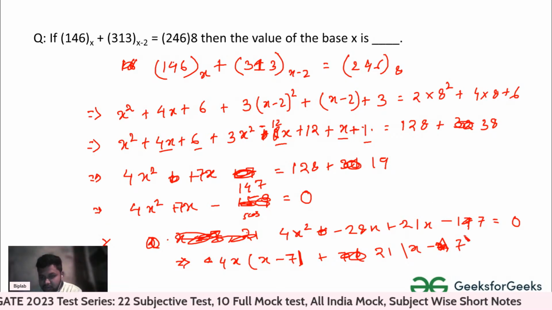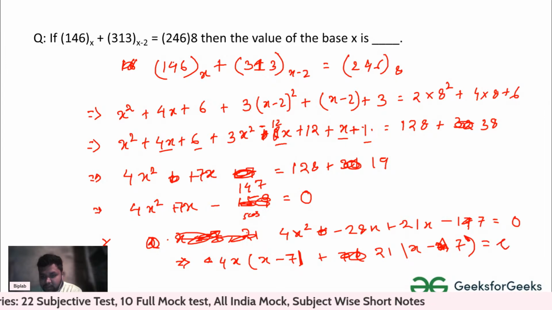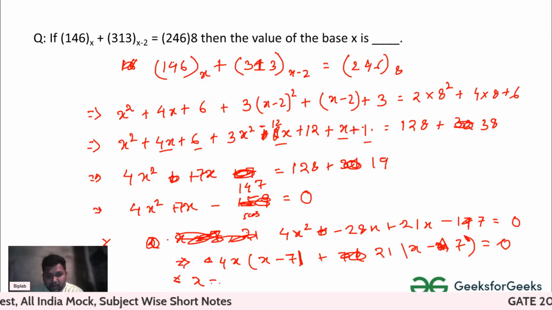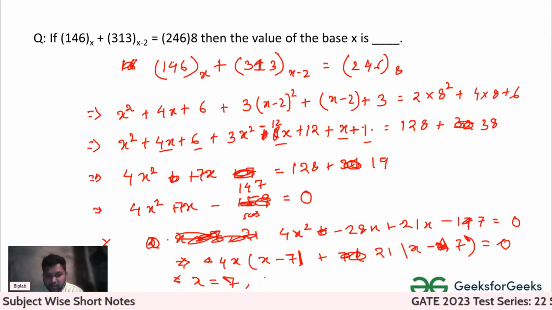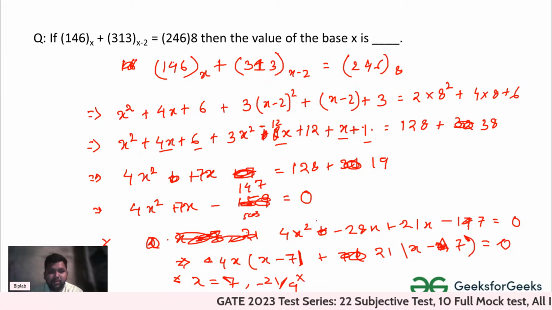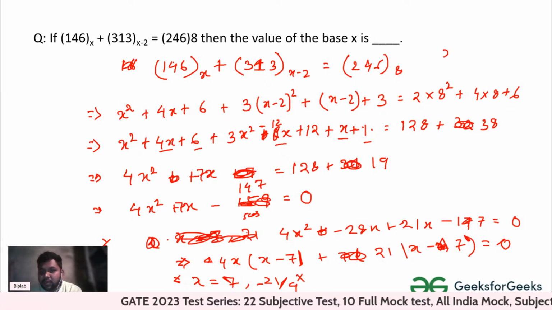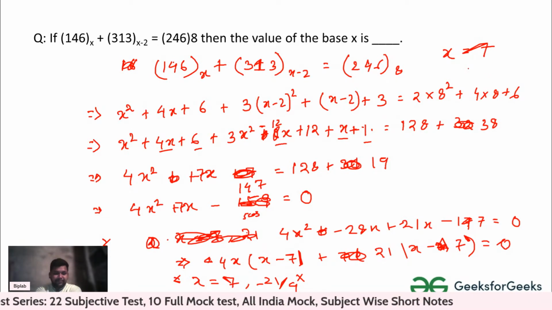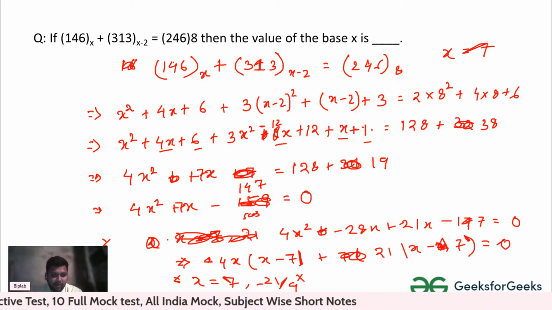X minus 7 equals 0. So again you have the solution, that is x equals 7 or minus 21 by 4, which cannot be the solution. So your x equals 7. Okay, so this is a totally numerical type.